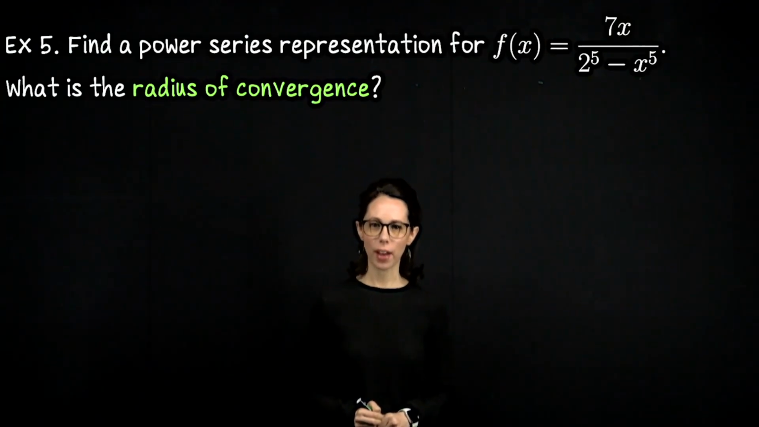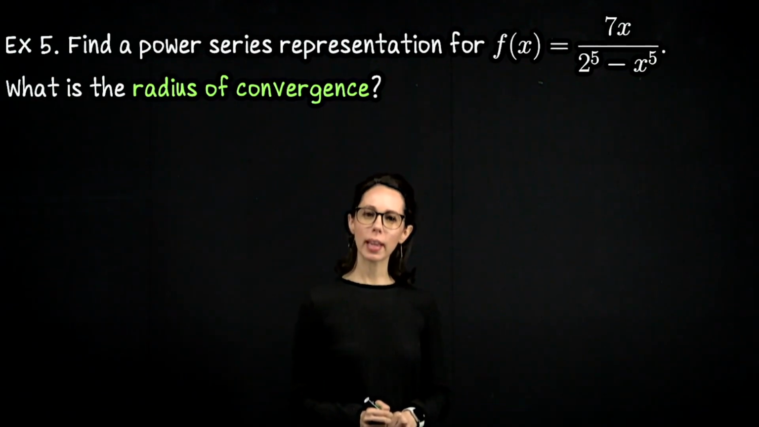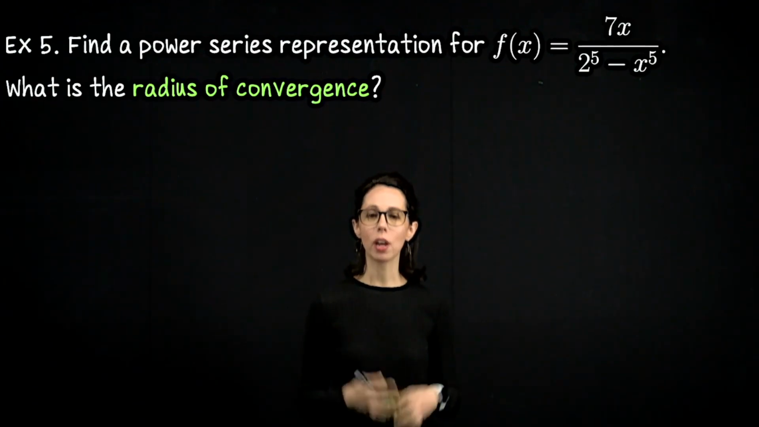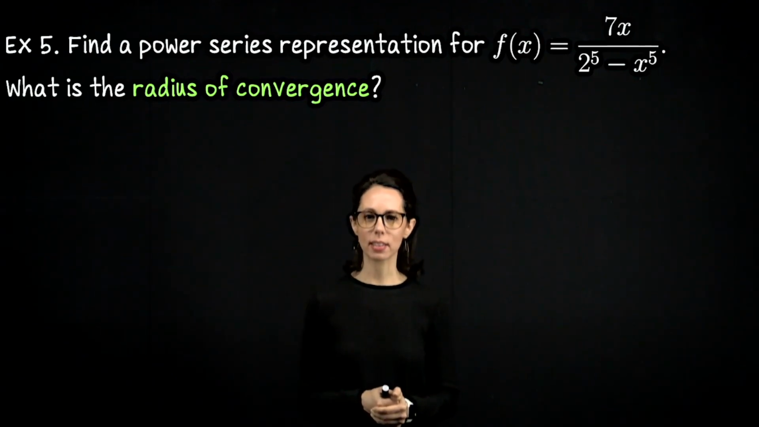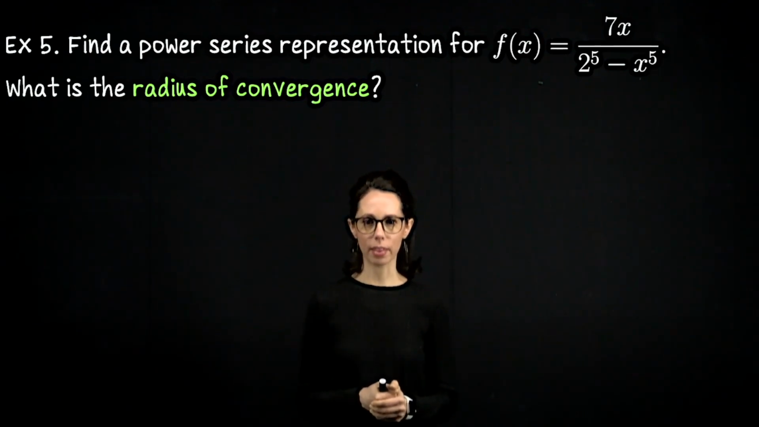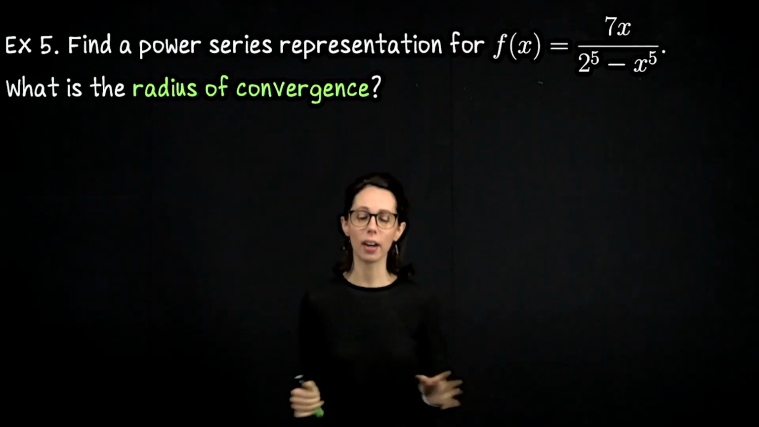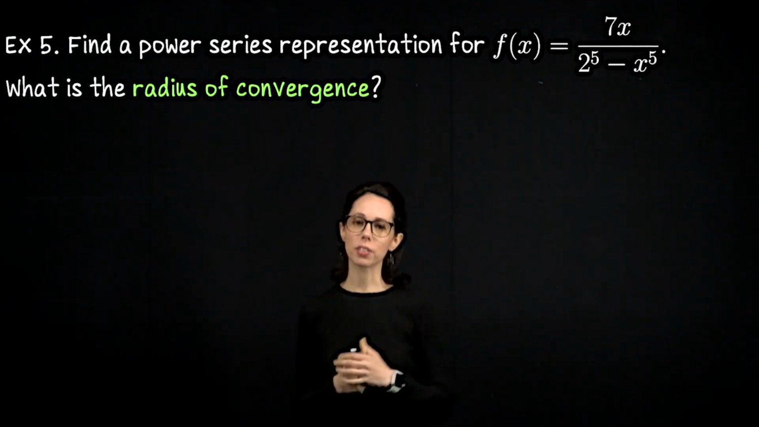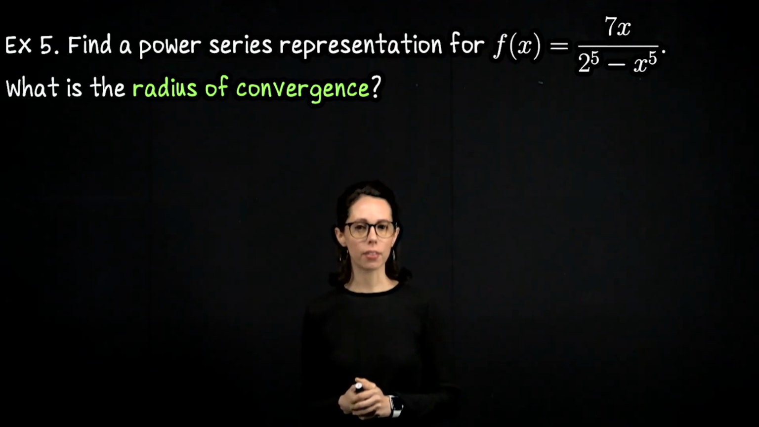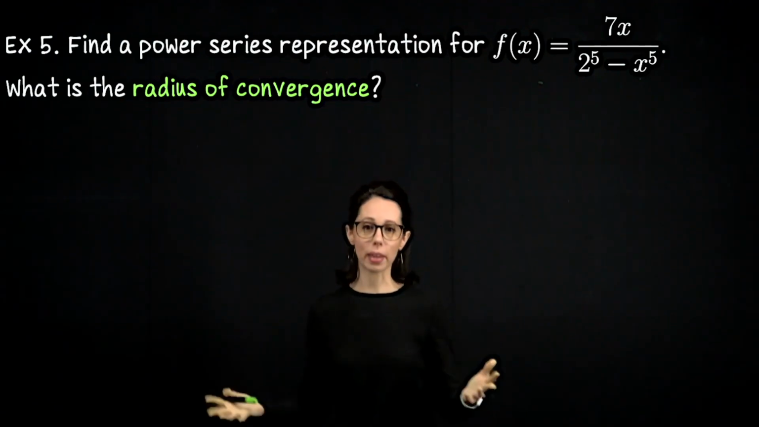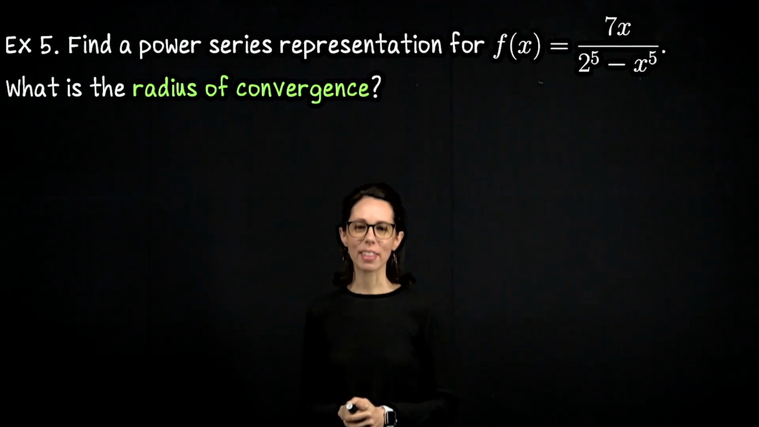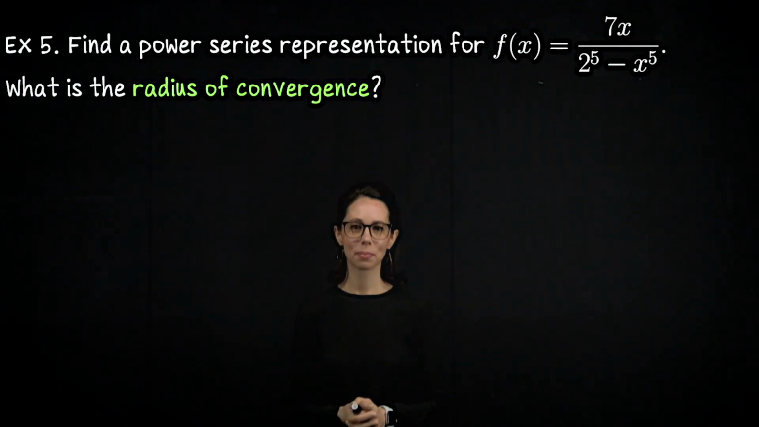Here's our fifth and final example in this video. We would like to find a power series representation with interval of convergence for the function f of x equals 7x divided by 2 to the fifth minus x to the fifth. There's actually nothing new here. Everything that we're going to do to this function is something that we've already seen in the first 4 examples. So let me pause and see what you can make of this. Take it as far as you can, and then I will come back and finish the problem.